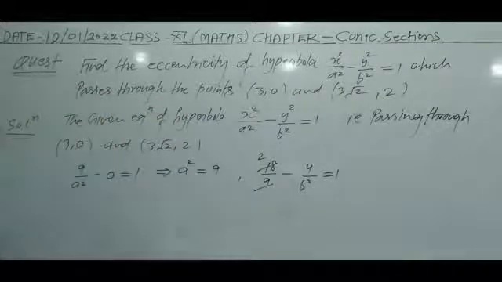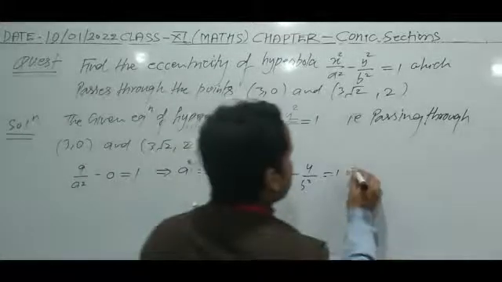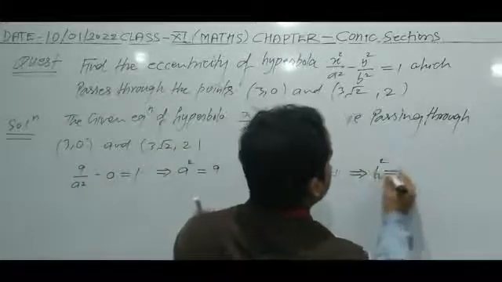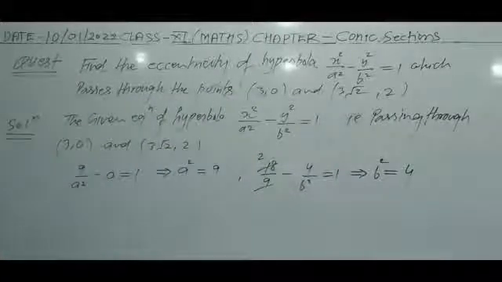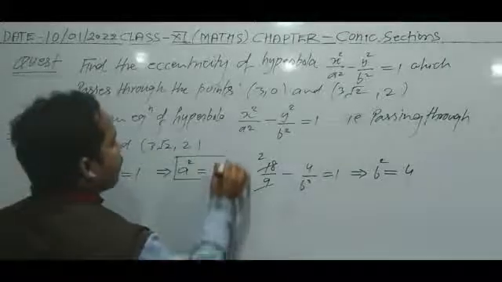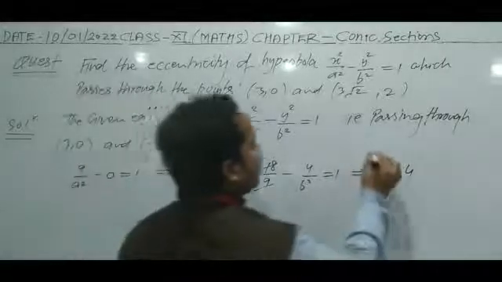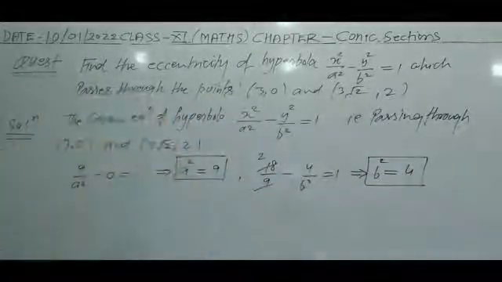So what will be the equation? 2 minus 1, 1. So b square result will be 4. So a square is 9 and b square is 4. We have to find the eccentricity.